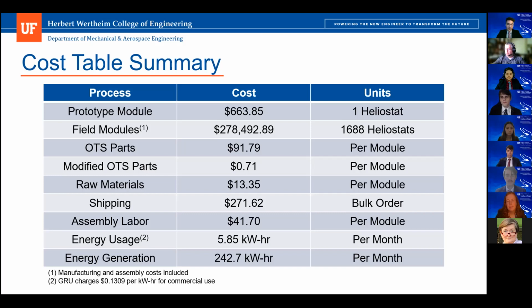Conservatively, the energy could be sold back to the grid at 4 cents per kilowatt hour, which means the field would generate about $16,400 per month, or $196,000 annually. Using these values, the net income for the field alone would be approximately $181,000 annually.